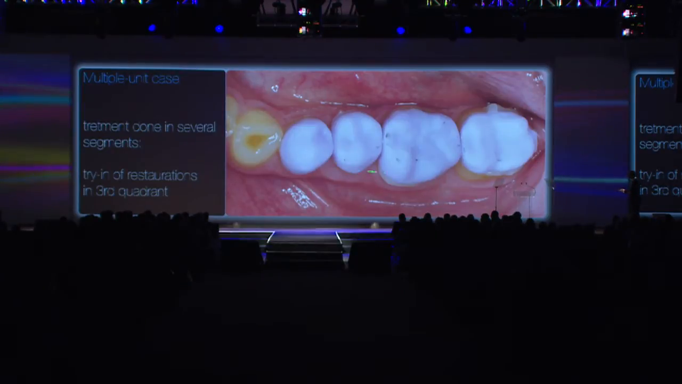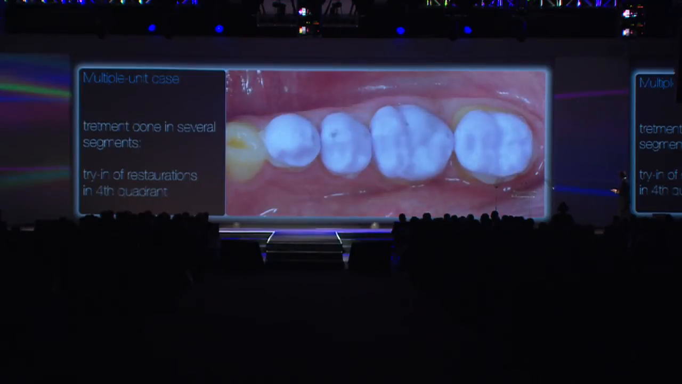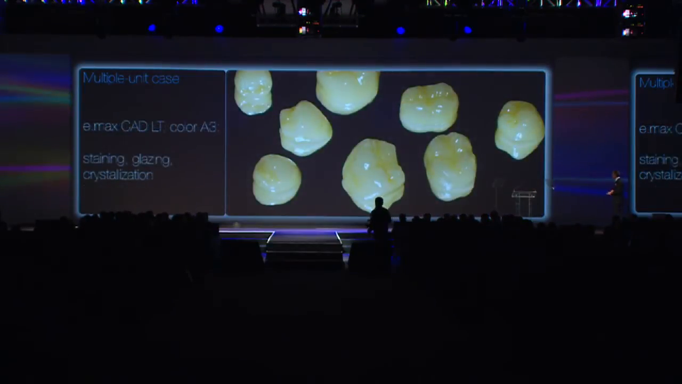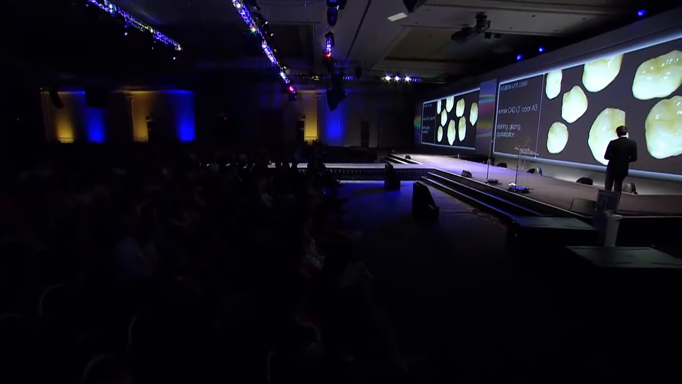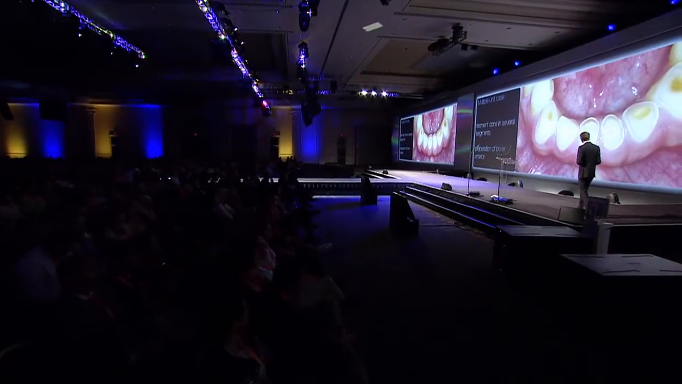I just used Tetric Flow to place them temporarily, the 3rd quadrant here, the 4th quadrant, just to check the height is correct, if you have the right bite on the left and on the right side. And then I did the staining and the glazing and crystallization of the blue glass material, of the Emax material. And then I placed these restorations in the posterior.